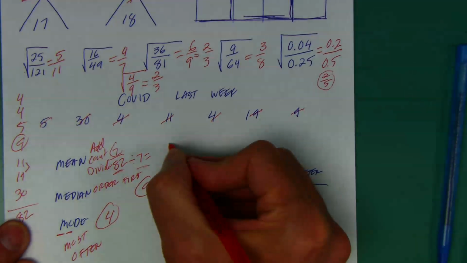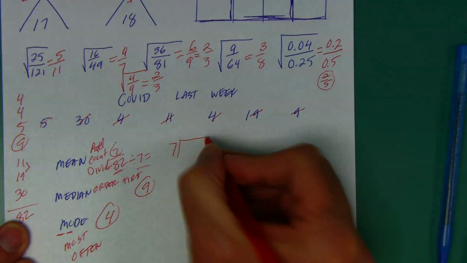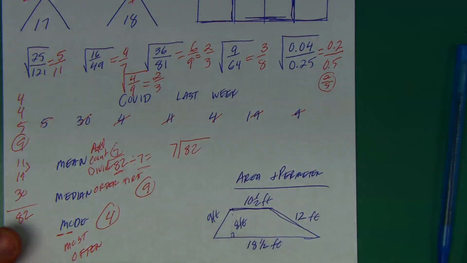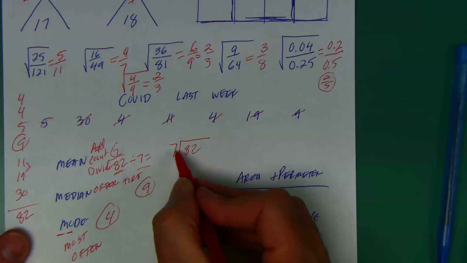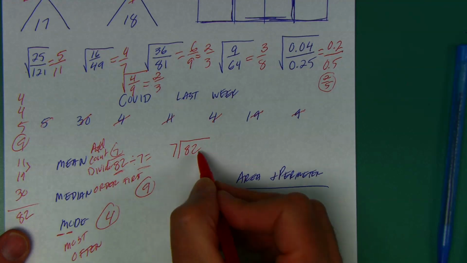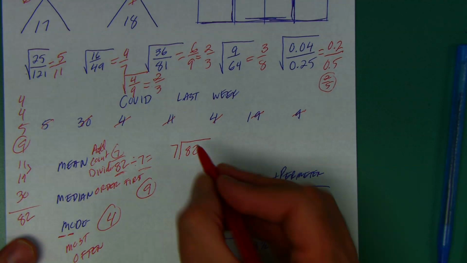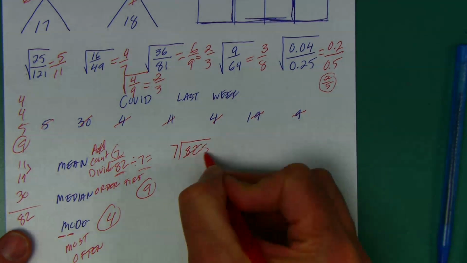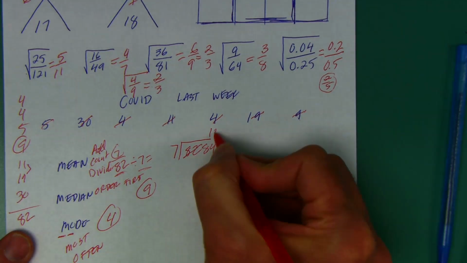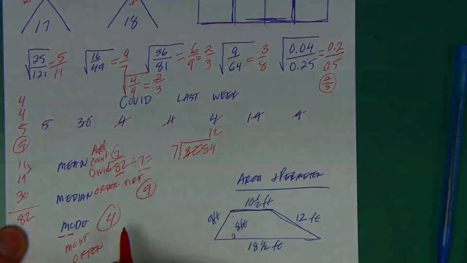Okay, you're not messing with that 7. But instead of writing 82, I'm looking for a number that 7 fits into that's close to 82. Some people say 77. That's not bad. But you know what? One more 7. 84 is a perfect fit. So my estimate for this is 12.